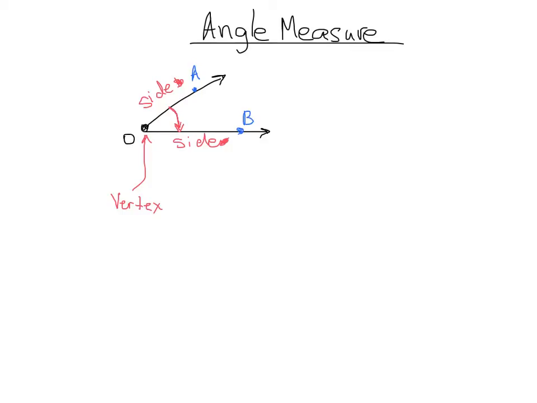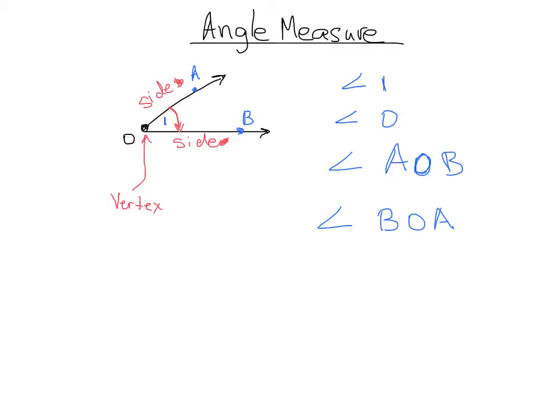We could give it a number name. So I could say this is angle 1, or I could name it by the vertex. So I could say this is angle O. There are more options. I could name it with all three letters, just making sure that the vertex is in the middle. So I could name it angle AOB or angle BOA. So we have 4 options for naming this angle.